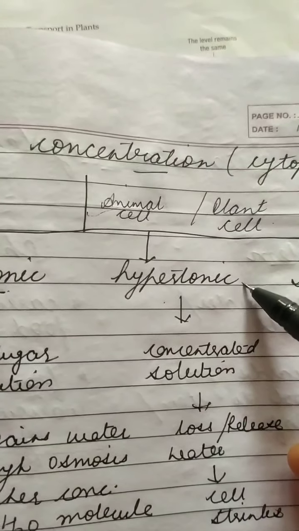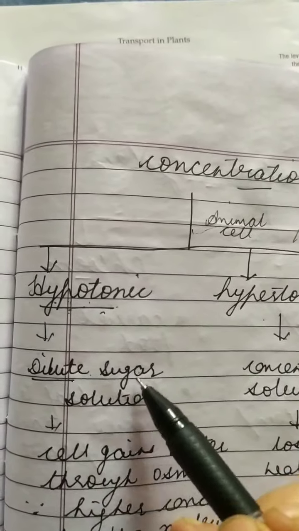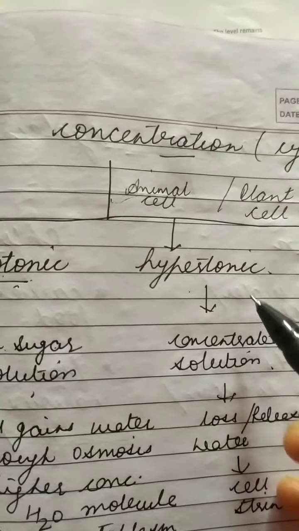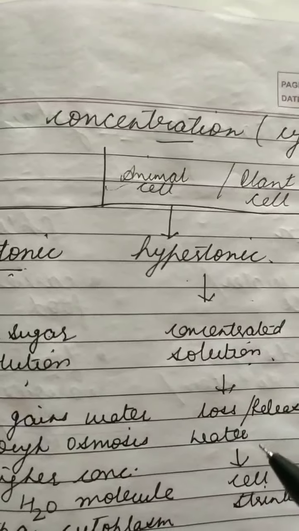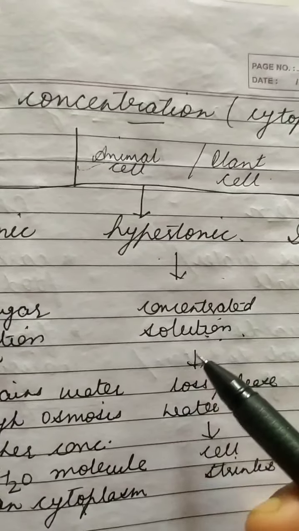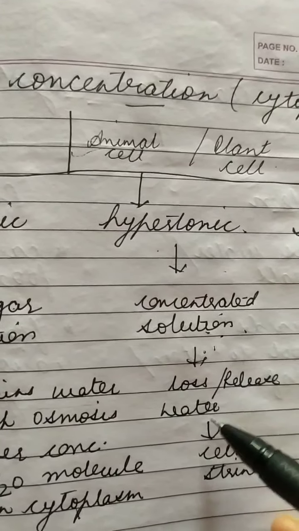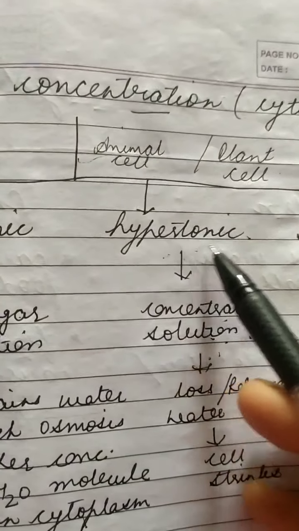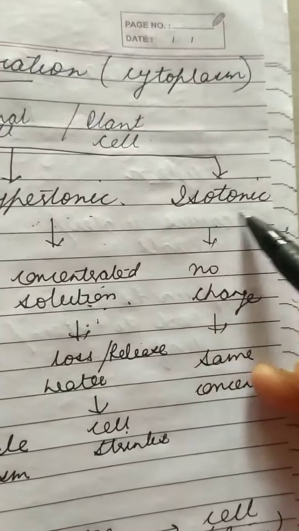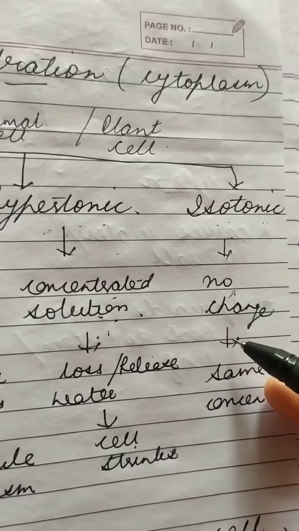Then what is hypertonic? Hypertonic means the concentrated solution. In hypotonic, the dilute sugar solution is needed, but in the hypertonic, the concentrated, pure form of the solution is there. So the concentration of the solution is more outside than inside the cytoplasm. So it releases water and the cell shrinks. Then third is the isotonic, which means no change, because the concentration is the same in the cytoplasm and outside.